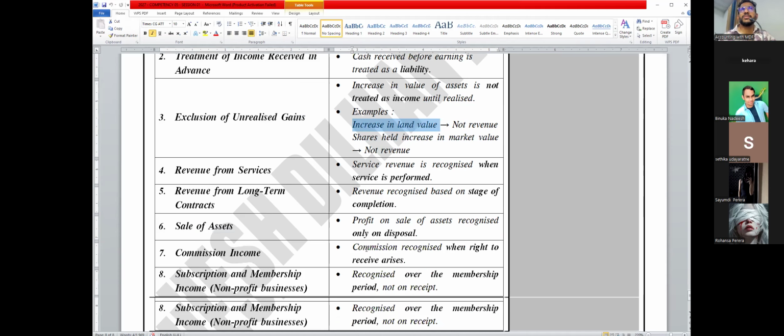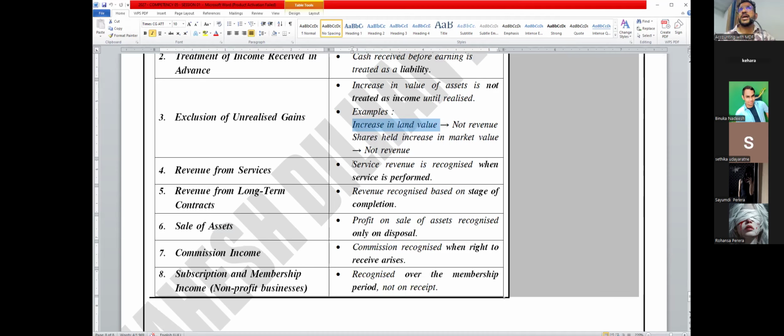Next, revenue from services. Service revenue is recognized when the service is performed. Then revenue from long term contracts. Let me say again: service revenue is recognized when the service is performed. When the service is performed.